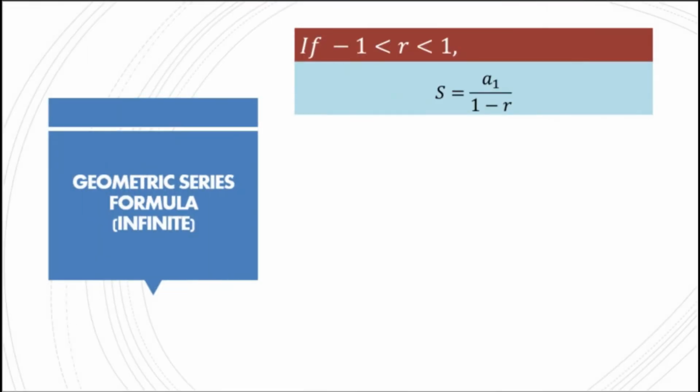If r is greater than -1 but less than +1, then the sum to infinity is equal to a sub 1 over 1 minus r. This is possible because as we get the sum of its first few terms consecutively, they are getting closer to one certain number. So, it becomes possible to get the sum to infinity in geometric sequence. Again, we can only use it if r is greater than -1 but less than +1.